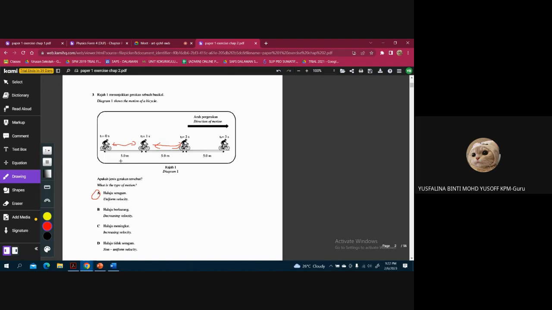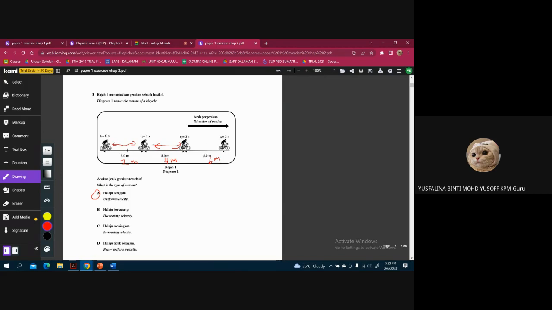But let's say this is 2 meters, this is 4 meters, this is 6 meters. So this one is increasing velocity, or we can say it is accelerating, or uniform acceleration. Okay, uniform acceleration or increasing velocity. Uniform velocity means the velocity is the same.